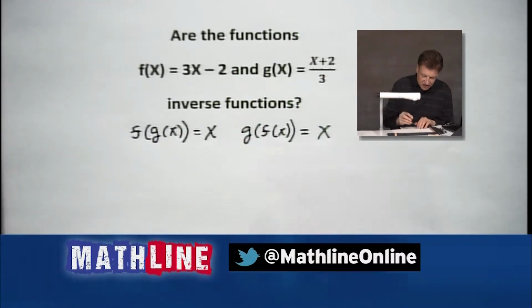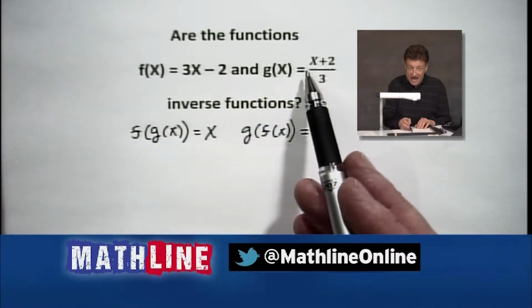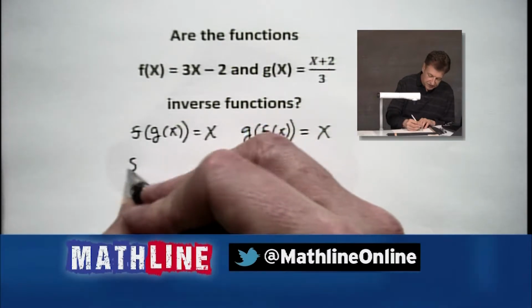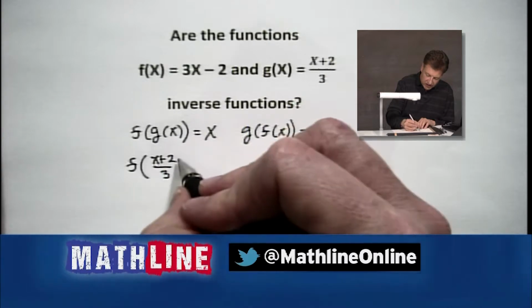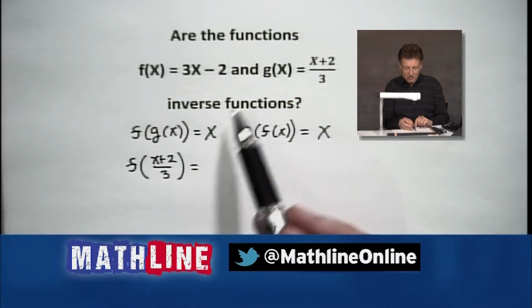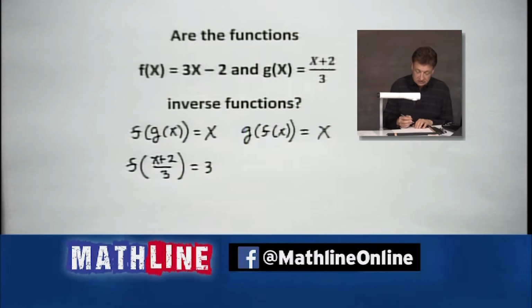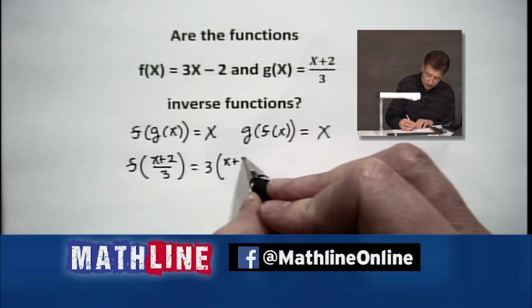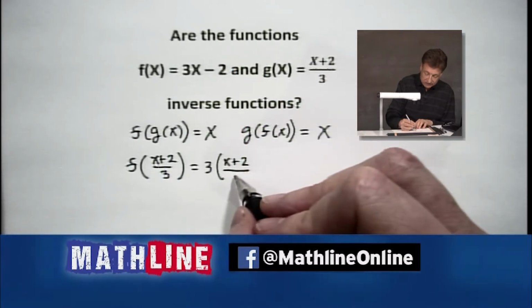Let's see what happens. So according to this, I'm going to start with the f function and I'm going to put g of x in it. So let's think about that a minute. That's like saying f of x plus 2 over 3 equals, and what are we going to do? We're going to put that value everywhere we saw an x. All right? So we've got a 3, 3 times our little x plus 2, put that all over 3.